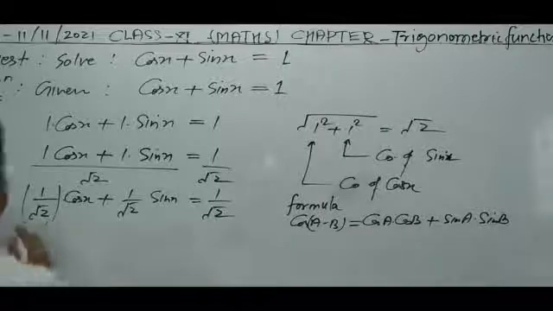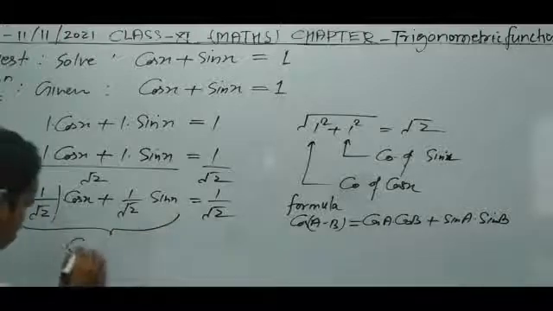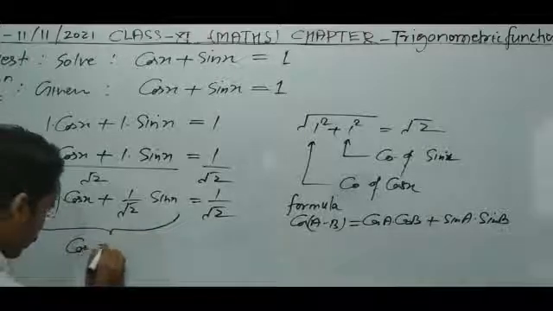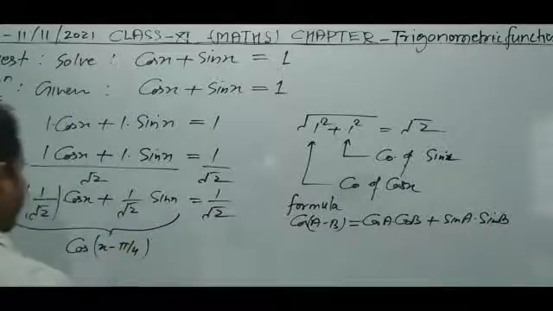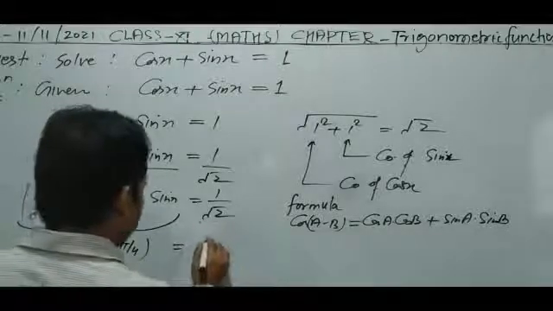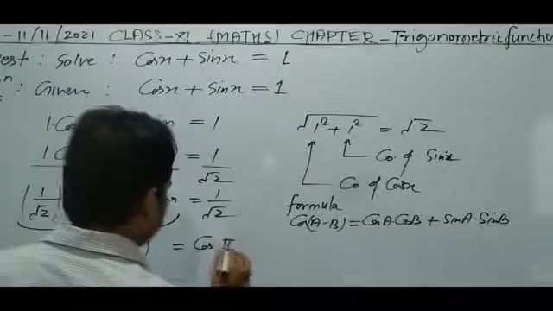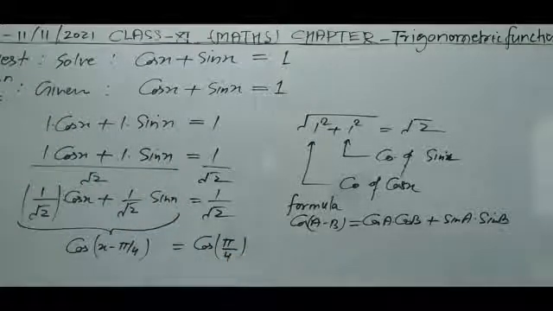And this whole term we can write as cos of x minus pi by 4 is equal to, this 1 by root 2 we can write, cos of pi by 4. See, now cos theta is equal to cos alpha. We can use this formula.